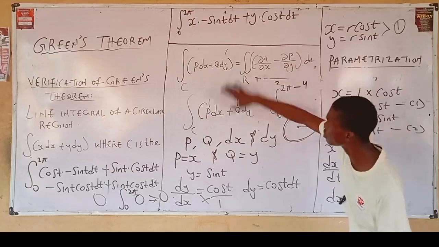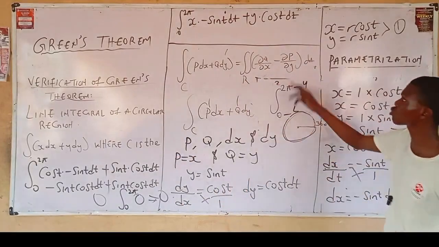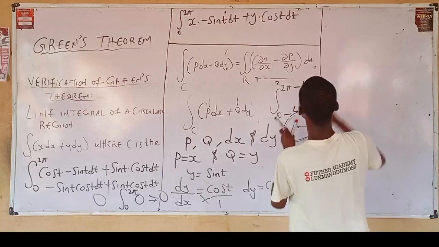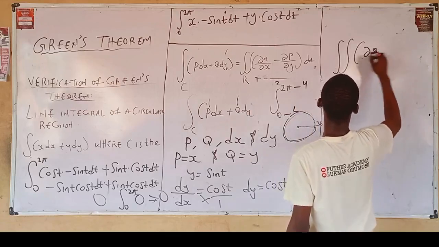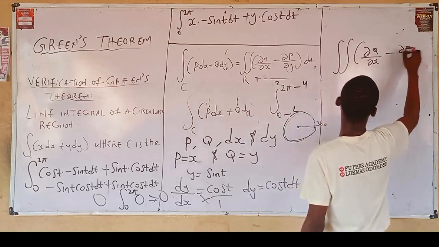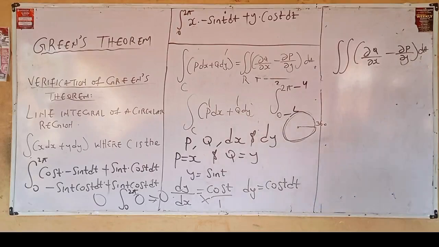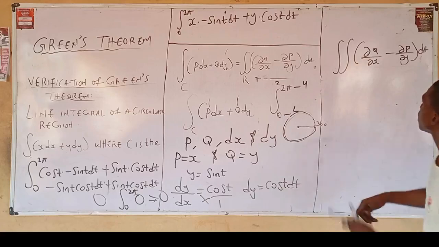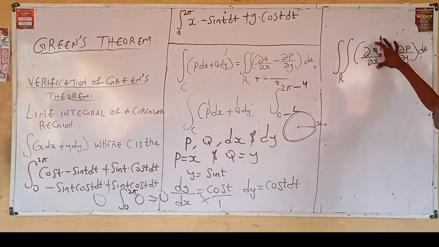Me implementing the double integral, if I get 0, it means this question verifies Green's theorem. If I'm not getting 0, it means this question does not verify Green's theorem. By formula, you have your double integral over R of the bracket dQ over dx minus dP over dy, multiplied by dA. Meaning that in this case, you need your limit. This is R, right? Now let's get the partial derivative of Q with respect to x and the partial derivative of P with respect to y.